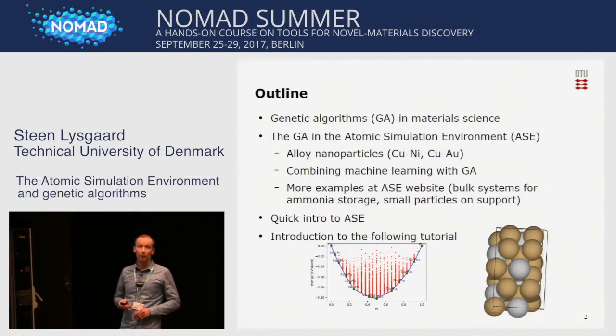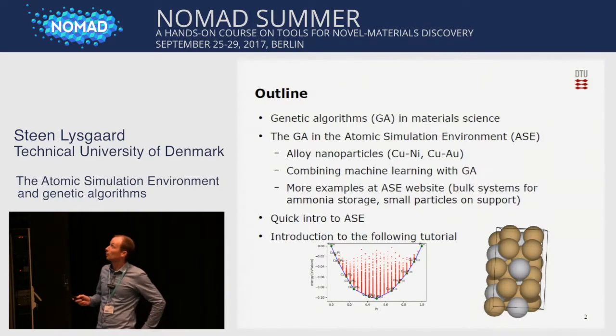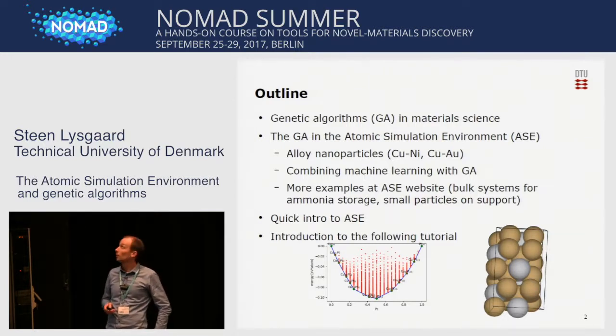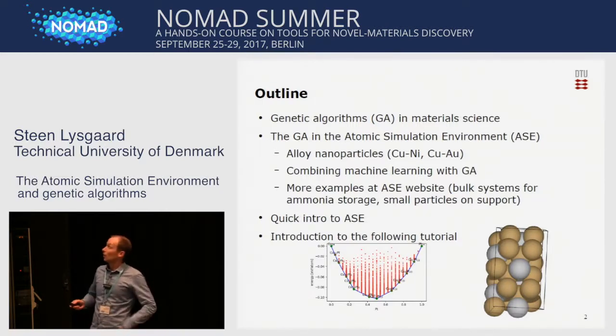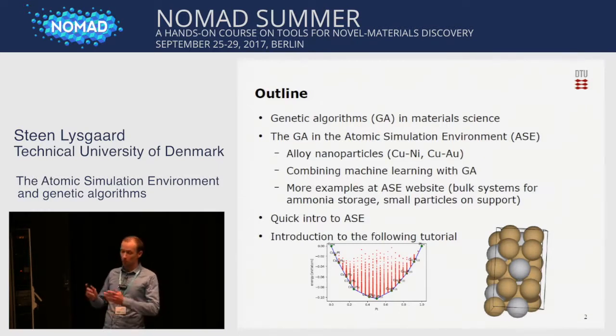And we have done many things, and there are many more examples of what we have used genetic algorithms for on the Atomic Simulation Environment website. For example, we have looked at bulk systems for ammonia storage, or other people have looked at how to optimize the structure of particles on the supports.